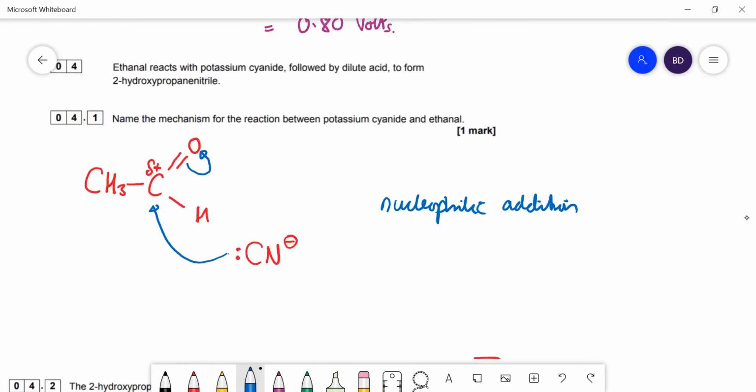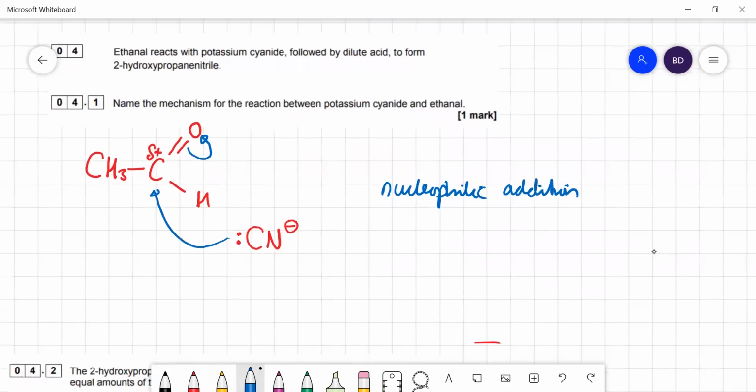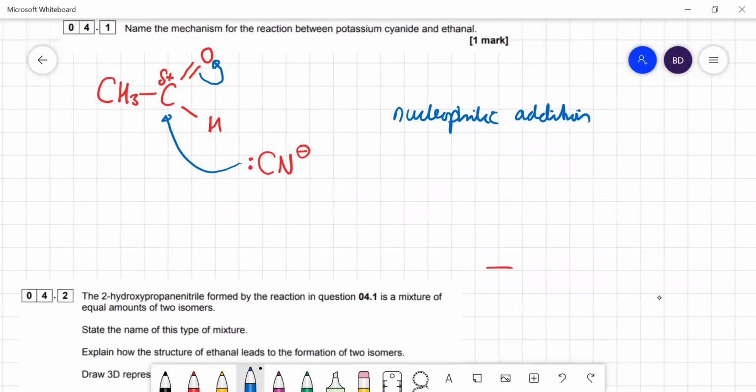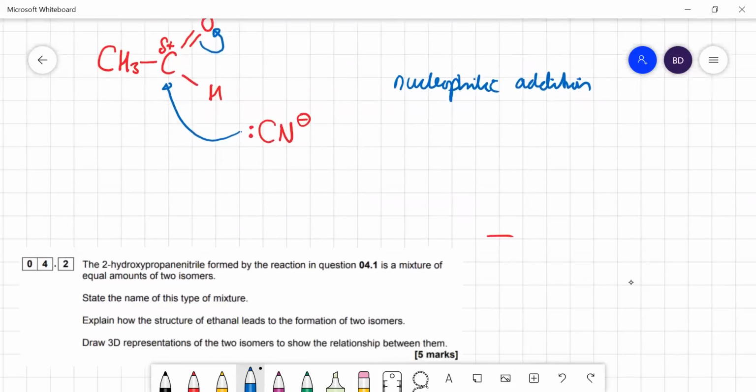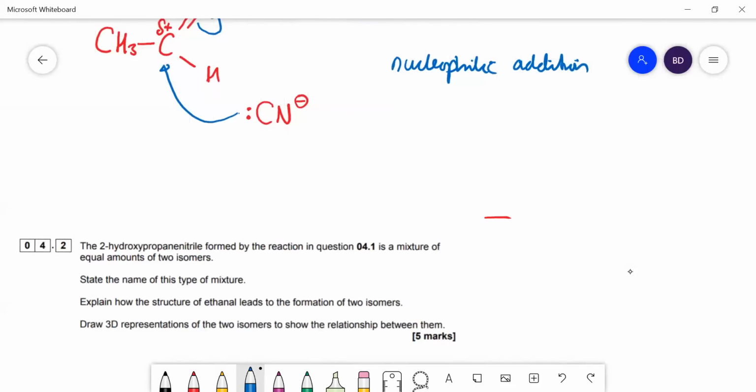Here's the answer for 1 mark. The 2-hydroxypropane nitrile formed by the reaction in 4.1 is a mixture of 2 isomers. These are going to be stereoisomers, and so you're going to get 2 stereoisomers.